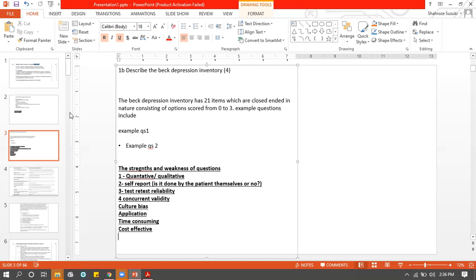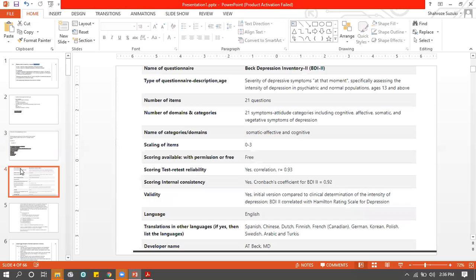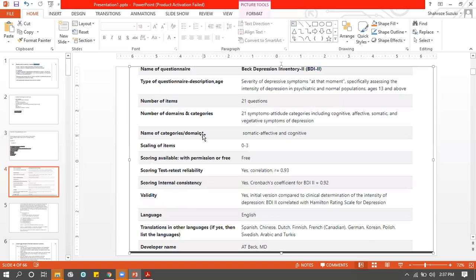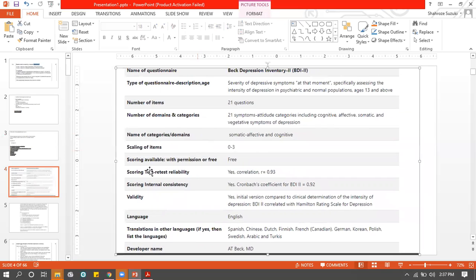So from your AS, I don't know whether you have studied test-retest or concurrent validity. Sometimes you will not find the answer for test-retest or concurrent validity for some questionnaires. Sometimes you have to search online for what is the test-retest validity for BDI. Sometimes it's given, sometimes not. If it's given, I'm going to mention it here.